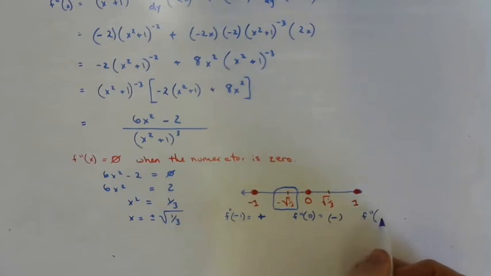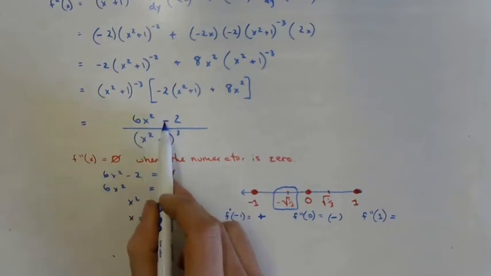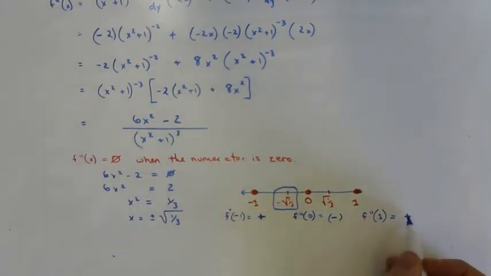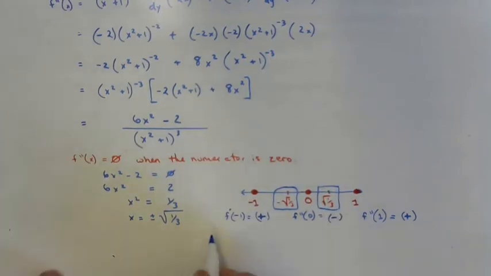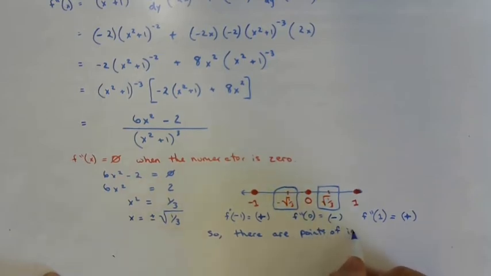What about the value of the second derivative at 1? I sub 1 into the numerator here. I get 6 minus 2, which is 4. That's positive. So there is a sign change here as well. So, there are points of inflection at x equals negative radical 1/3 and x equals positive radical 1/3.